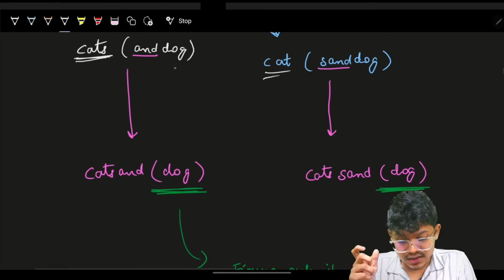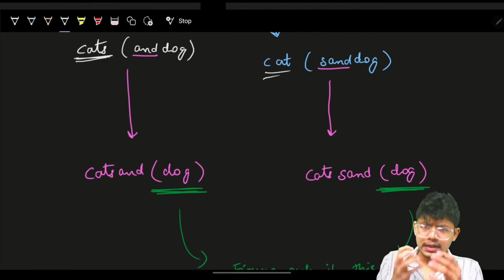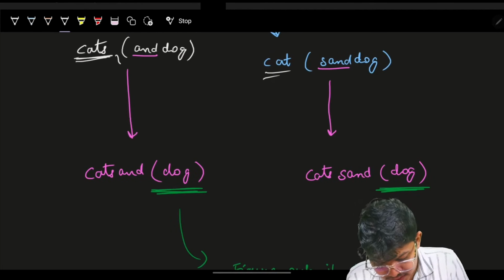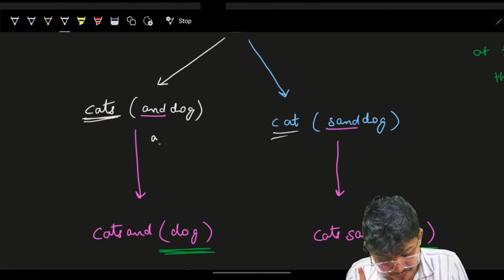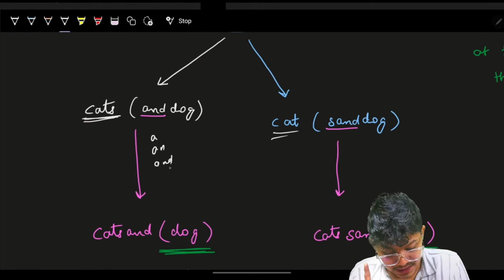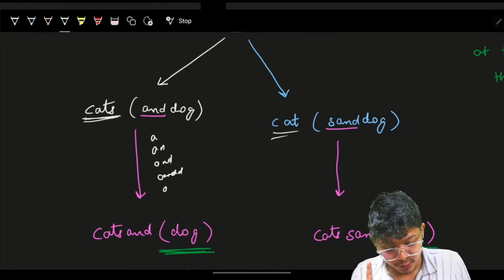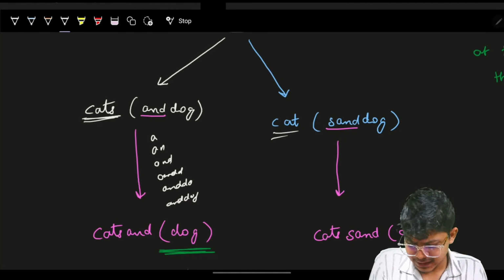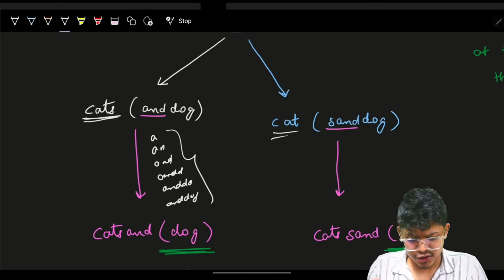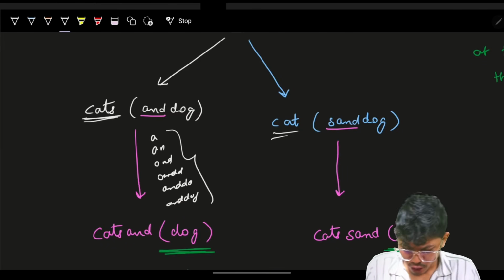Now again, for this and dog, I have to try for everything. Do I have a an? Do I have an and? Do I have an andd? Do I have an anddo? Do I have an anddog? So I will have to try for everything. Now you will see that it is not very useful to try all this stuff.